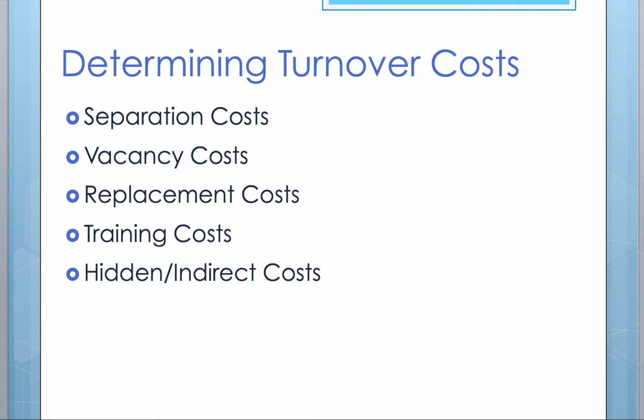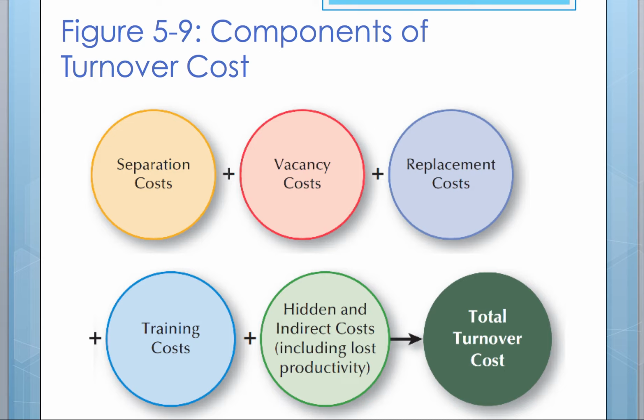Then we have to look at what all of this cost us. We have our hidden and indirect costs: the training, replacement, vacancy, and separation costs. Vacancy costs are tied to any time that position is not filled. And literally what happens is that you're losing money because you need a body there to do the work, but there's not one there to do so. When we look at these costs, here's a visual of all of that.